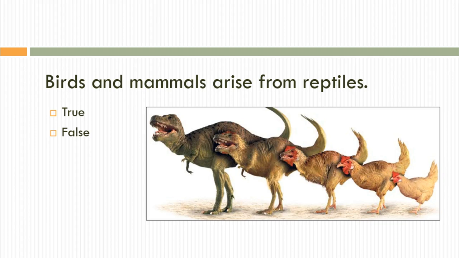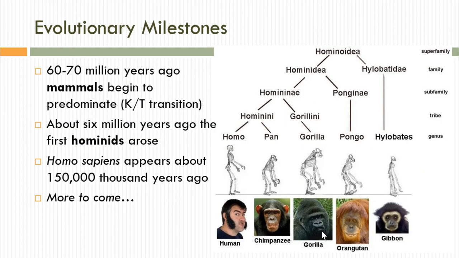All right, so birds and mammals arise from reptiles. This is a review question. This is true, right? Birds and mammals do arise from reptiles, as do dinosaurs, okay? I actually love this picture, not because it's in any way physiologically accurate, but the last remaining relative of the T-Rex, the great and mighty T-Rex, is the awesome chicken. Yay!